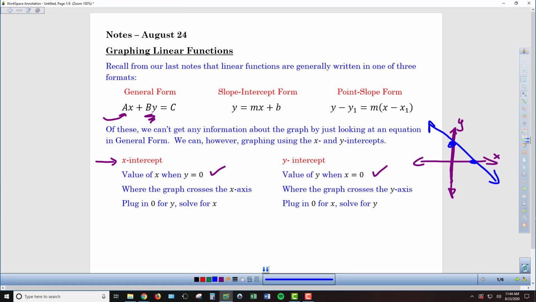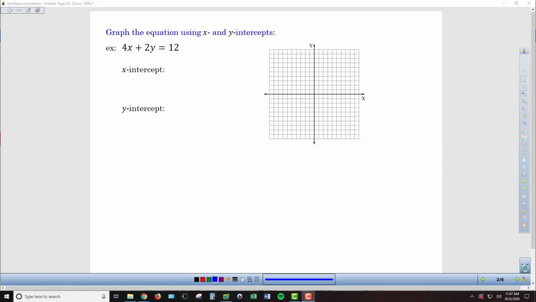The advantage of the other two forms that we'll look at later is that we don't have to do even that much work. We can just look at the equation and pull out all of the information that we need. But for general form, we've got a little bit of work. So in this example here, we see the equation written in that standard form. We've got the ax plus by, so 4x plus 2y equals 12. So we're going to find what these intercepts are.